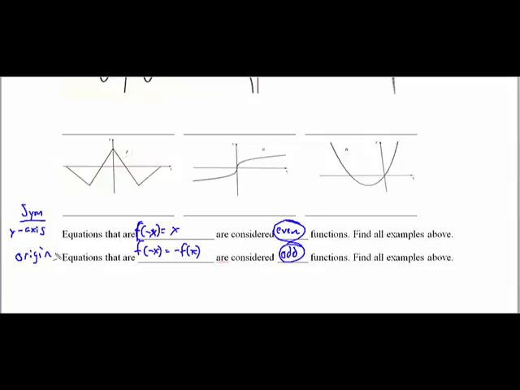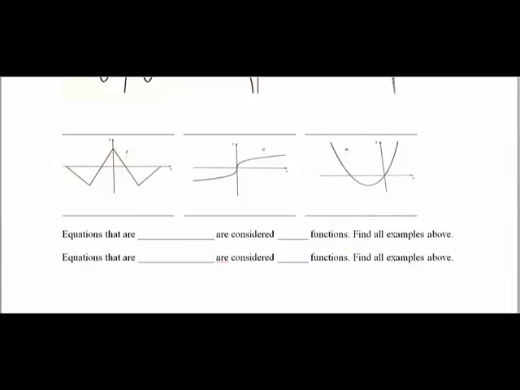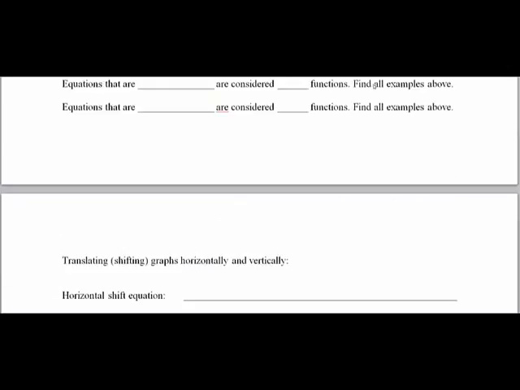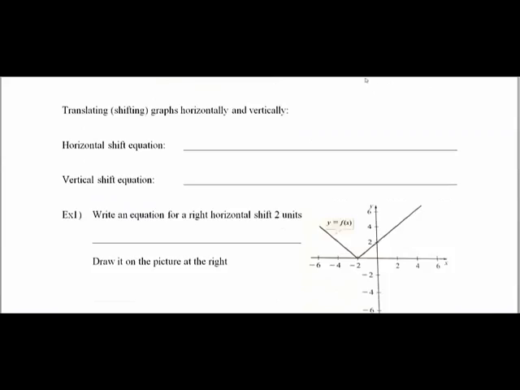Now, if you're curious, like, well, what about the x-axis symmetry? The reason why we don't talk about that is x-axis symmetry is not a function. Notice this is even functions, and functions have to pass the vertical line test, and then odd functions, they would also have to pass the vertical line test.